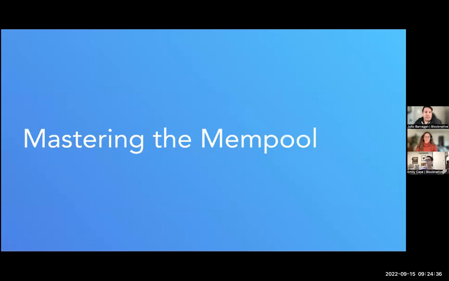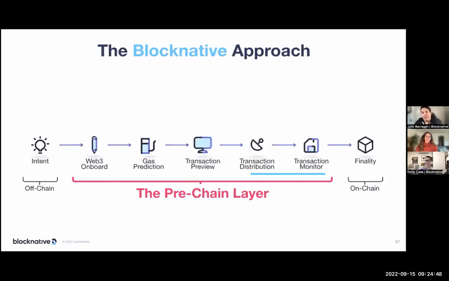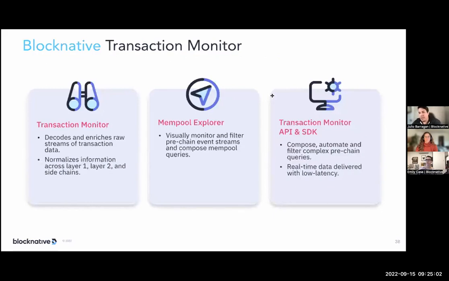Okay, so how does that work? Well, we're going to talk about it. How do you master the mempool? So we talked about the hidden complexities in the mempool and how it affects the entire pre-chain layer, right? Fortunately, Blocknative does offer some really great solutions to help you and your users every step of your transaction lifecycle. Today specifically, we'll be focusing on our transaction monitor, right? And how we can use it to become mempool masters. So our transaction monitor does come both as an API SDK and as a visual interface called Mempool Explorer. And it's that visual interface, Mempool Explorer, that we're going to be working through today.